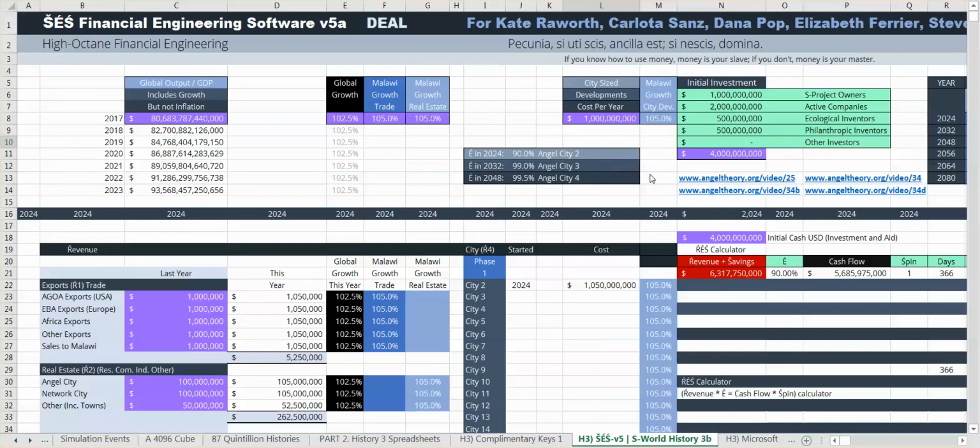Okay, so I'm going to do this quite swiftly because I have just made a video of this that took about 50 minutes, and that's now going to be angeltheory.org/video/34D. If anything is missed out, go and have a look at 34D and it'll probably be there.